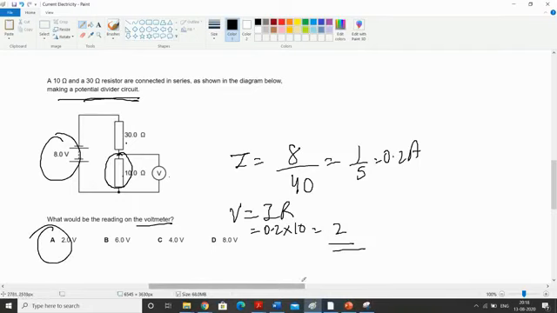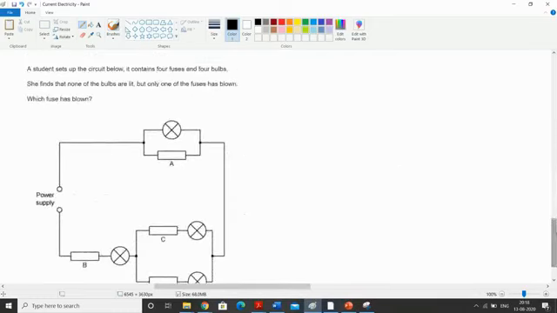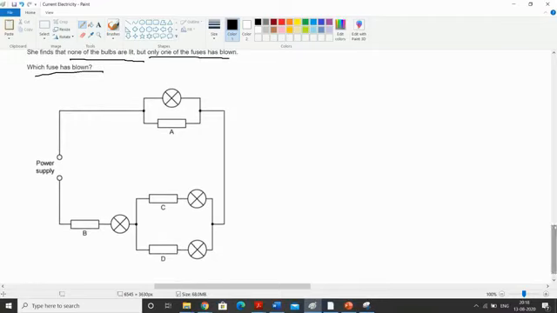Okay, very simple. Let's solve another question. A student sets up the circuit below. It contains 4 fuses and 4 bulbs. She finds that none of the bulbs are lit, but only one of the fuses has blown. Which fuse has blown?